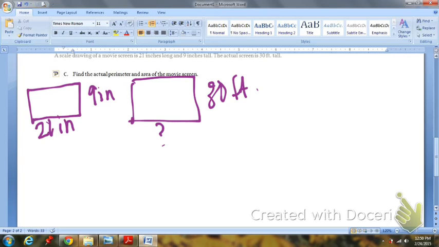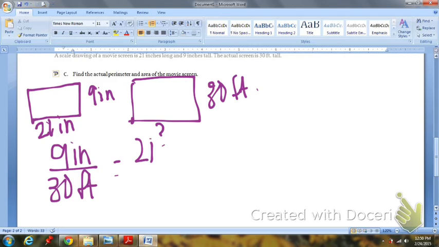So just like we did in class, let's set up our proportion with corresponding sides. So we've already decided that 9 inches and 30 feet correspond. So we'll do that. 9 inches over 30 feet equals 21 inches over x, because we don't know what that is. So if 9 and 30 correspond, then we know that 21 and our unknown correspond, because they're the only two sides. There are multiple ways that you could have set up this proportion, but this is just the way that I chose to set mine up. So yours can also look different.